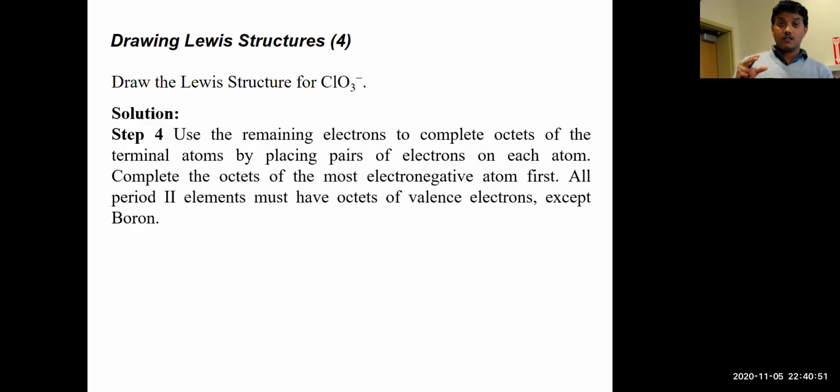Now you made a basic structure of chlorine with the 3 oxygen bonds, and you recalculated how many electrons are unused: 20 electrons, which means 10 lone pairs. Now we are saying that we use those lone pairs to make sure the most electronegative atoms get the octet number of electrons first. Why? Because we already know the most electronegative atoms are demanding. They love to have extra electrons.